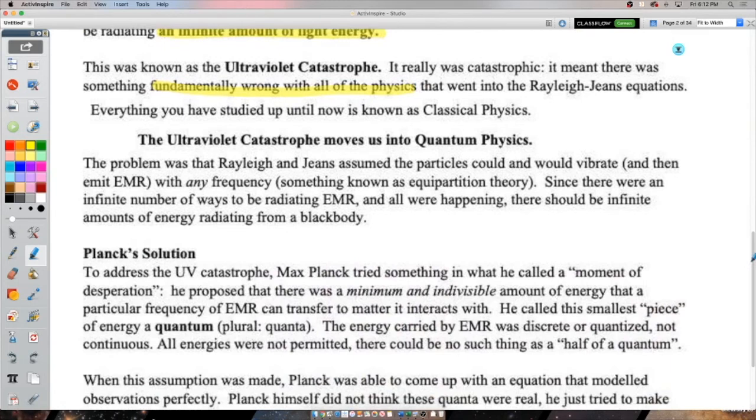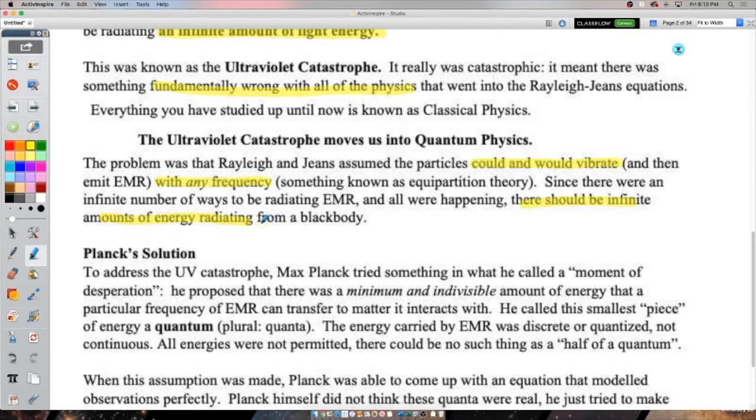So what was the problem with the Rayleigh-Jeans law? Well, they assumed that the particles could and would vibrate with any frequency, okay, and therefore emit any frequency of EMR. This was something known as equipartition theory, which was kind of fundamental to our understanding of thermodynamics. Now, if there's an infinite number of ways to be vibrating and radiating EMR, and they're all happening, well, then there should be an infinite amount of energy radiating from any blackbody, right? If it is doing all of them, then it's doing an infinite number of vibrations and therefore emitting an infinite amount of radiation.